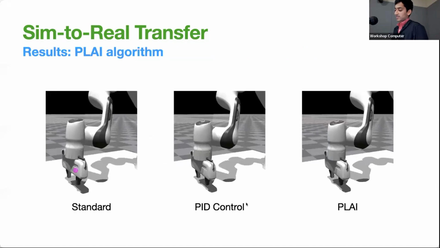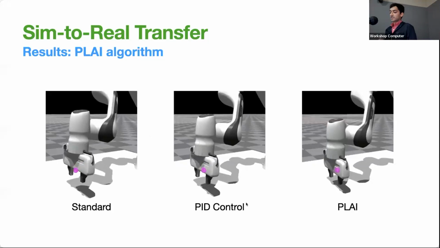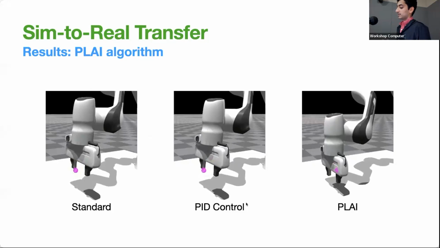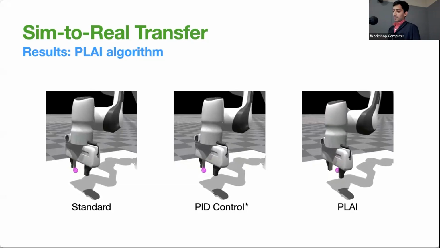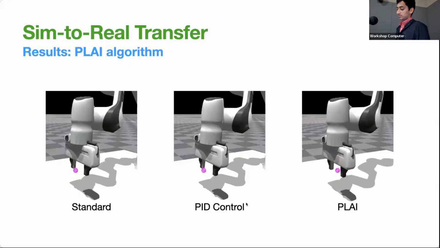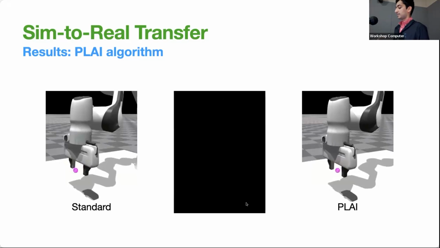Here's a comparison of the standard approach shown previously with classical PID control and our PLAI algorithm. In such a scenario, PLAI has consistently lower steady-state error. We repeated this experiment in the real world and achieved extremely similar results with a mean steady-state error of approximately 2 millimeters, which is quite low for our given robot hardware. In summary, PLAI is a simple but highly effective means to minimize error with respect to policy targets.